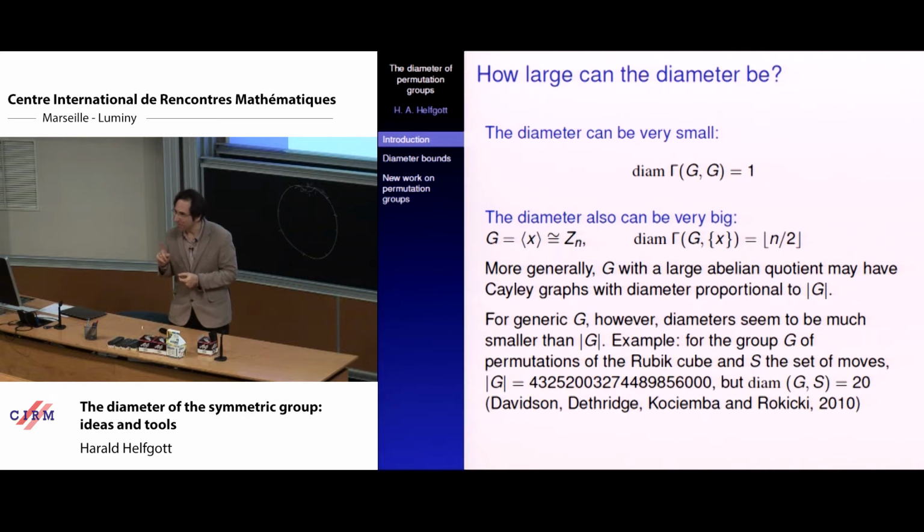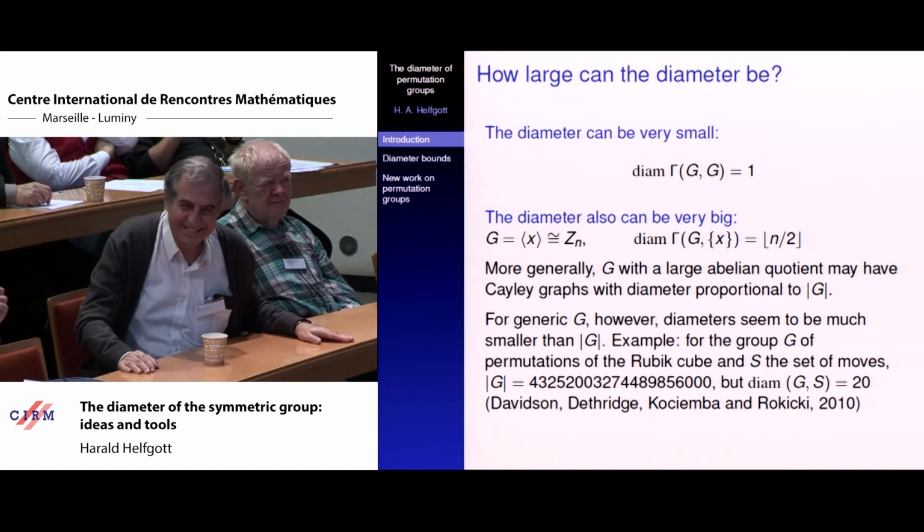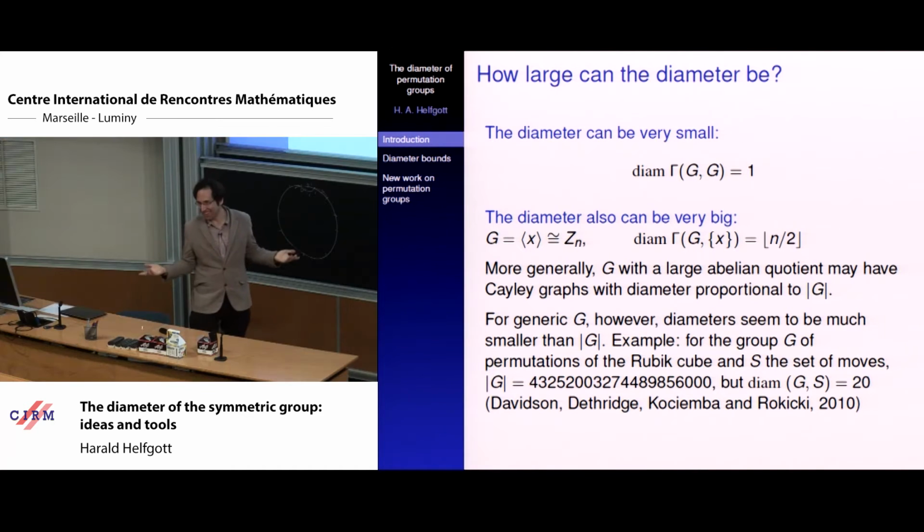It's really hard to find. You know, many brave people died. No, they did not die, but wasted a lot of time trying to find the diameter. But the diameter turned out to be really small. So it's 20. And it has been known for a long time that it was not large. Very well.